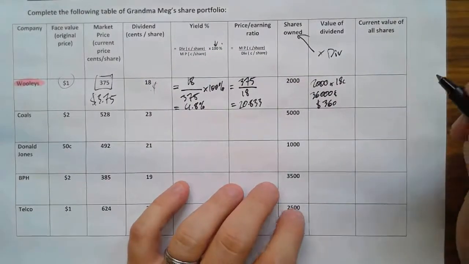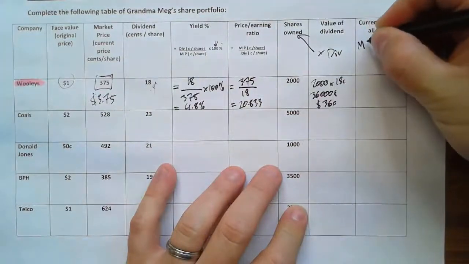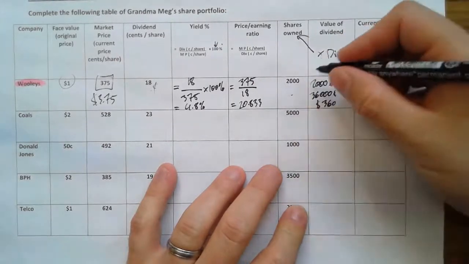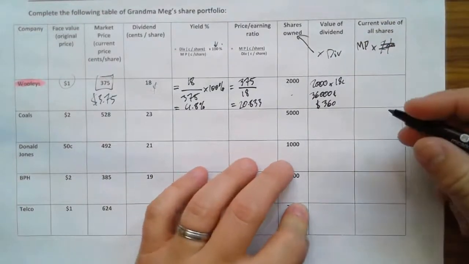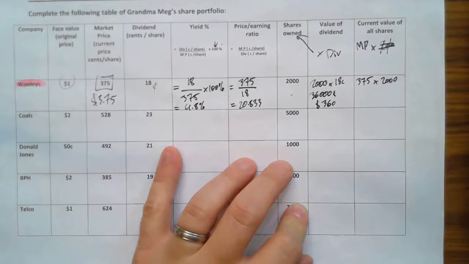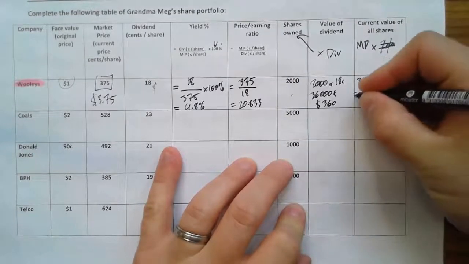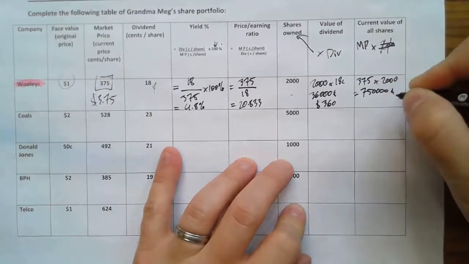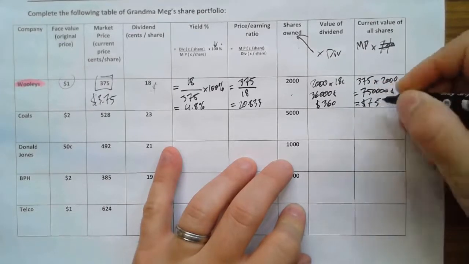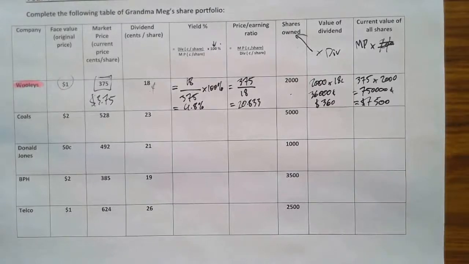And then last of all, current value of all shares is just our market price, I'll label it MP, times by how many shares owned. So we've got 375 cents times by 2,000 shares, that's 750,000 cents, which divided by 100 is $7,500. So if you sold all your shares right now, you'd get $7,500.